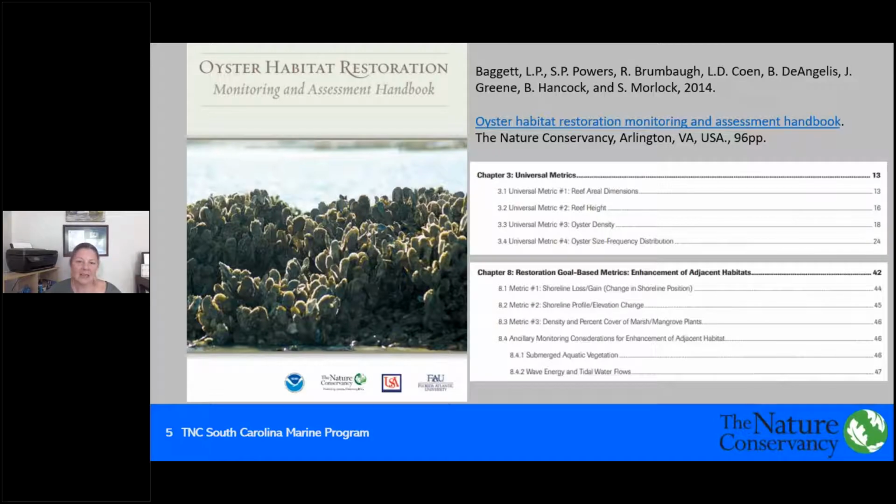And while we want to see how the oyster reef we install recruits and grows oysters, we also want to know how the reef supports a healthy marsh. So we do that by measuring shoreline loss and gain, elevation, and plant cover.